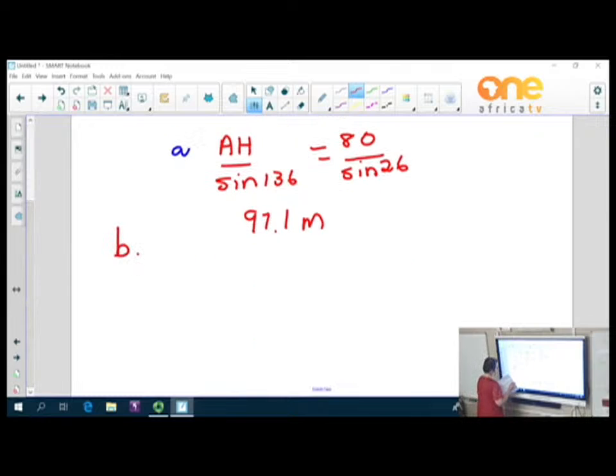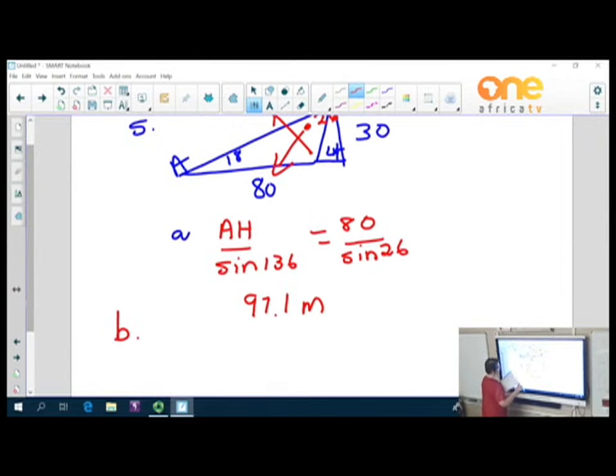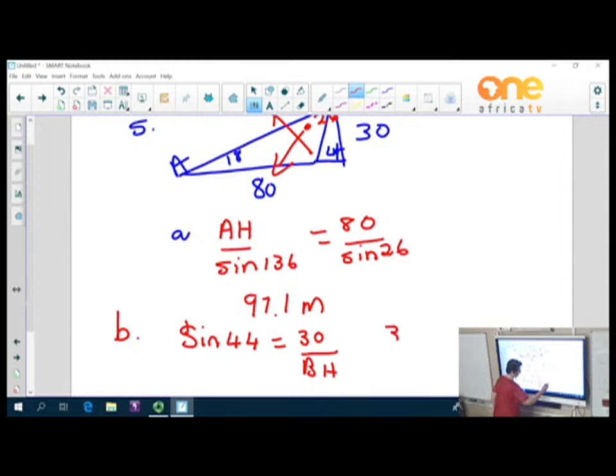Number B, calculate the distance BH. Now BH is this side here that we need to calculate. Now I can work in the right angle triangle there, and I can again use the sine function. So sine 44 degrees is equal to 30, this is now a right angle triangle, over BH. Which method? Bottom divide. So it's 30 divided by sine 44. And this one's answer is then 43.2 meters.